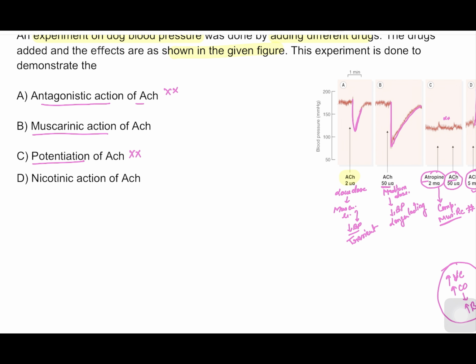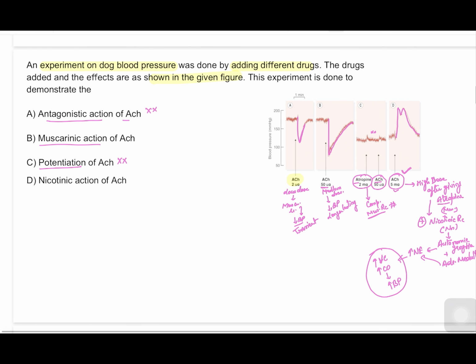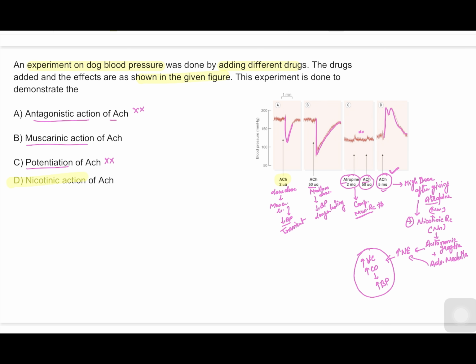If I want to do potentiation of acetylcholine, then I will add physostigmine, which is an acetylcholine esterase inhibitor, which will increase the acetylcholine. More acetylcholine means more parasympathetic nervous system, then there will be more decrease in blood pressure and decrease in heart rate. So this is not given in the graph, so this is not the answer. So correct answer will be nicotinic action, because by working on the nicotinic receptors, they are increasing the blood pressure.